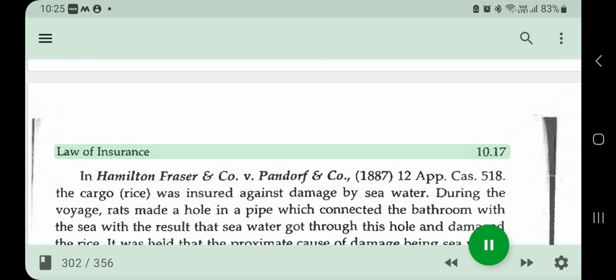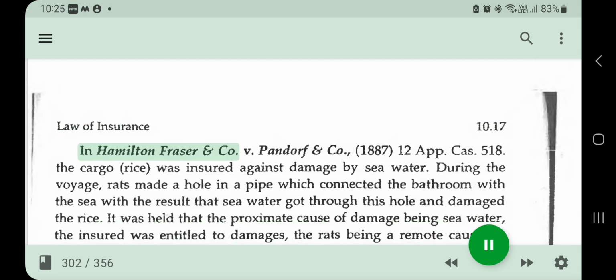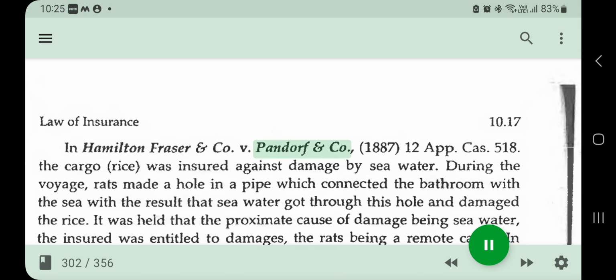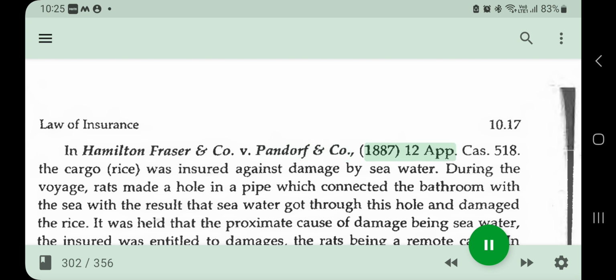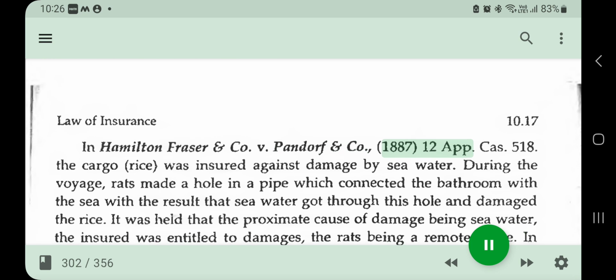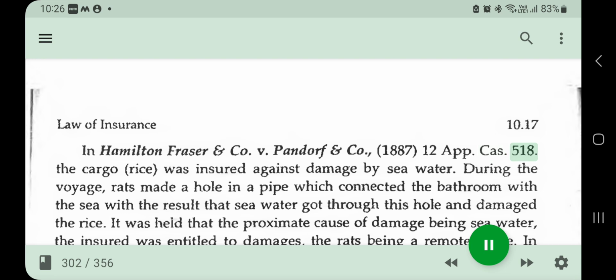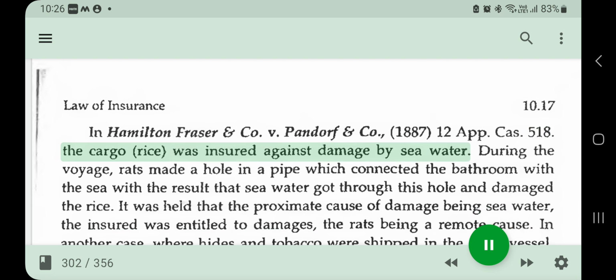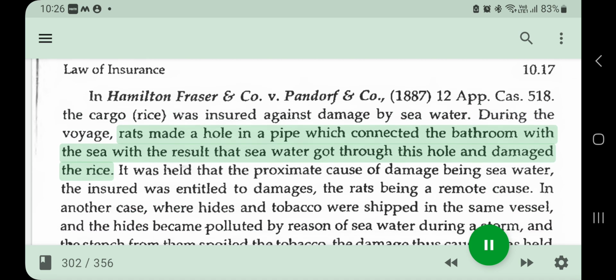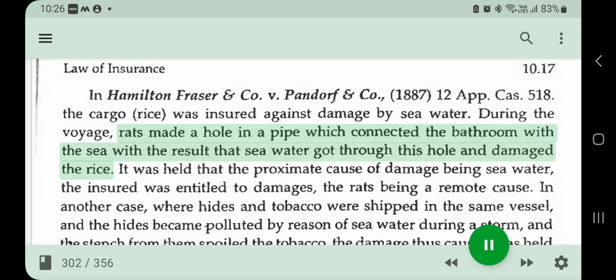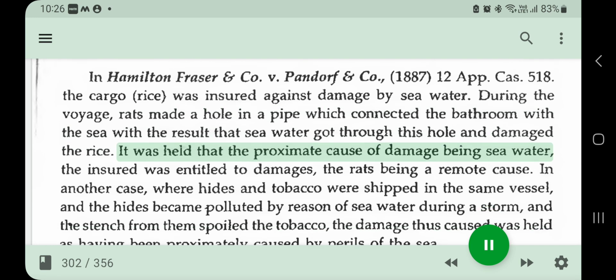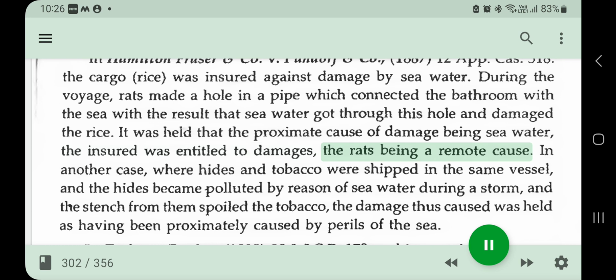Insurance 10.17. In Hamilton Fraser and Company v. Pandolf and Company, 1887, 12 App. Cas. 518, the cargo, rice, was insured against damage by sea water. During the voyage, rats made a hole in a pipe which connected the bathroom with the sea, with the result that sea water got through this hole and damaged the rice. It was held that the proximate cause of damage being sea water, the insured was entitled to damages, the rats being a remote cause.